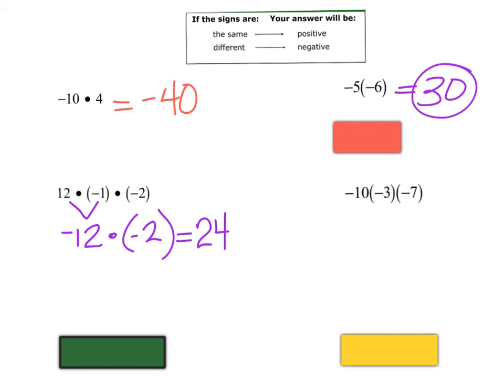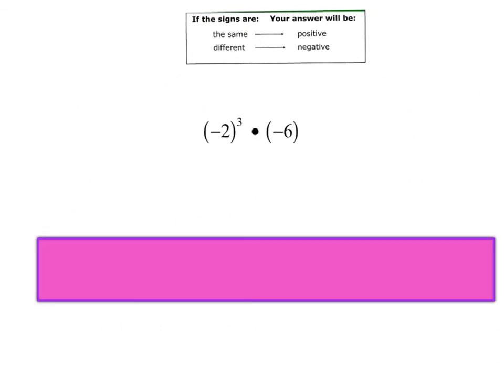One more with 3 integers that we're multiplying. So this one, again, I'm just going to go left to right. You notice the parentheses are being used to show multiplication. So I'm going to say -10 times -3 is my first part. So the signs are the same. My answer will be positive 30. Then I have to multiply that by -7. 30 times -7 equals -210.